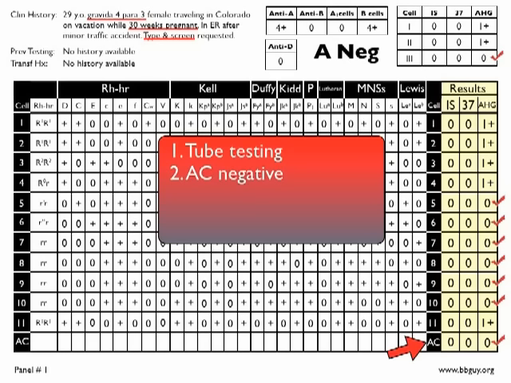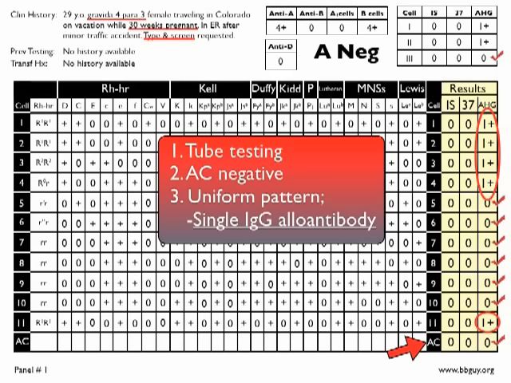The next thing that we want to take a look at is the reactions that we see. So what kind of reactions are we seeing along the right side here? Well, we have some positives and negatives. Every place where it's positive, the reactions are consistent at 1+. The reactions are only in one phase, in other words, the antihuman globulin phase. I think anyone would agree that this is a very uniform pattern, which is typically and far and away most commonly associated with a single IgG alloantibody. And I say IgG because it's only reacting at antihuman globulin phase. Okay, so we've learned some stuff from this panel before we got going.